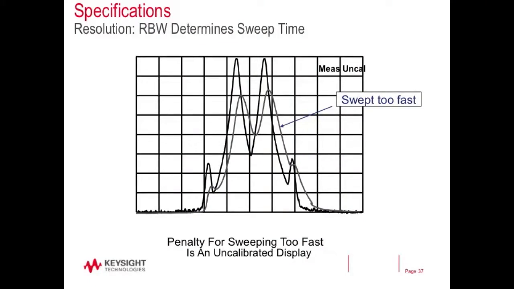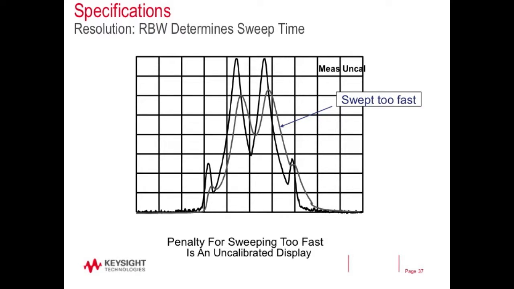And I alluded to this earlier. Res bandwidth does determine the sweep time, and the sweep time is proportional to 1 over the resolution bandwidth squared. But you can sweep too fast, and you'll generally get an error. The modern spectrum analyzers are pretty clever on that. If you are using an older one, you might not get an error signal.